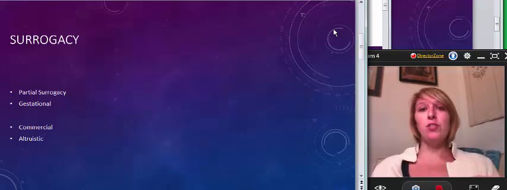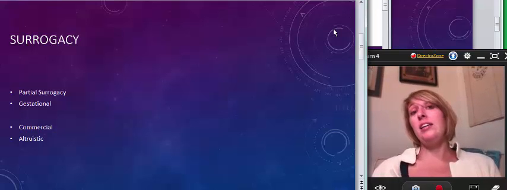So the first differentiation I want us to make sure we're clear on is the distinction between partial surrogacy and gestational surrogacy. The reason I want to be really clear on this is because it can be a little counterintuitive, right? Partial surrogacy is when a surrogate is partially related to the fetus. So this means that the surrogate has contributed some genetic material. Typically, the egg.